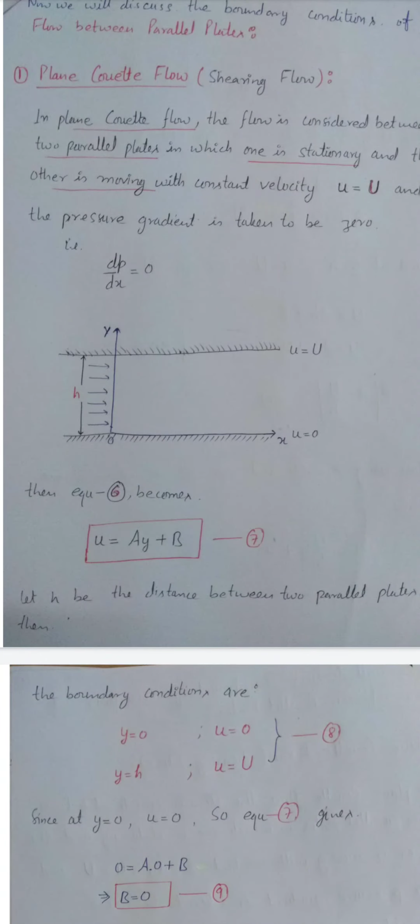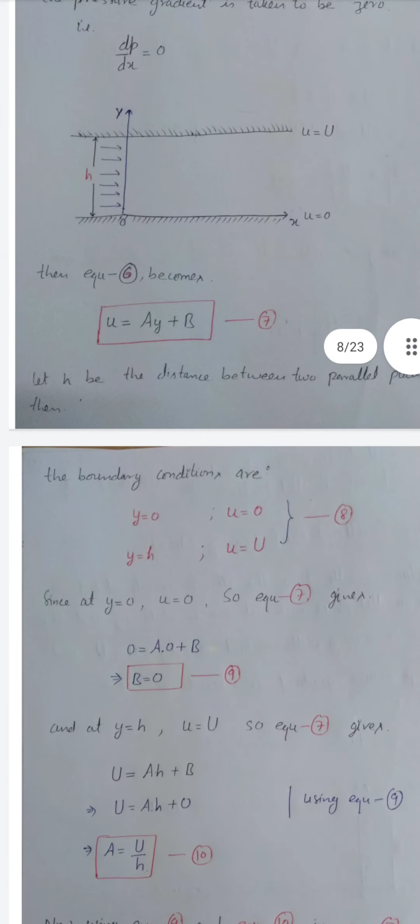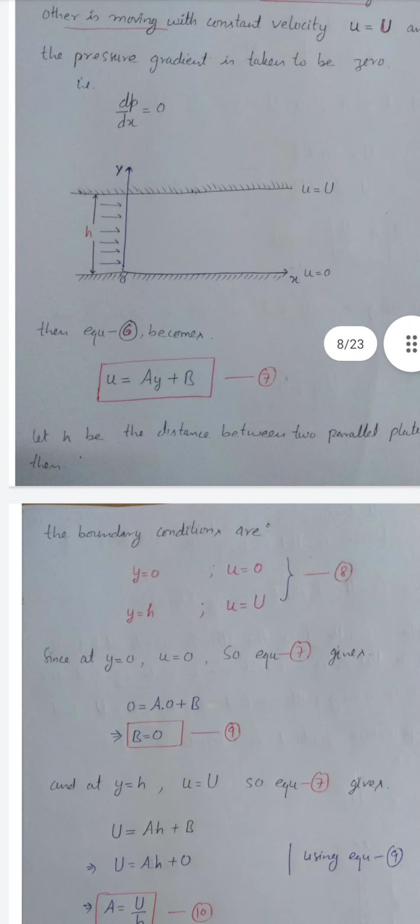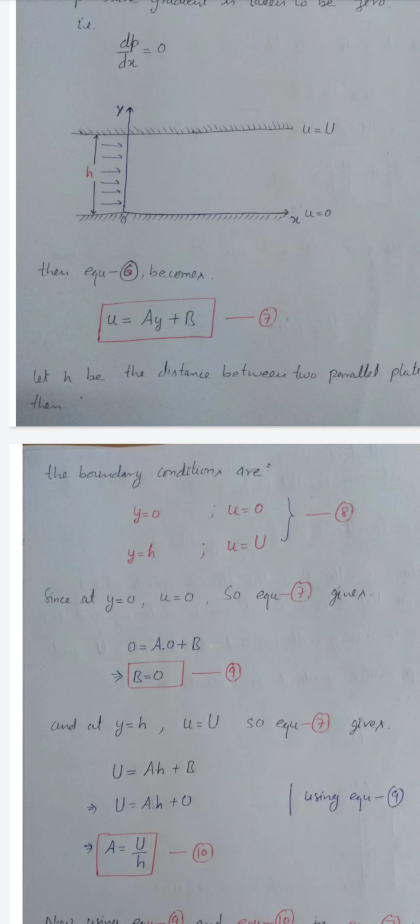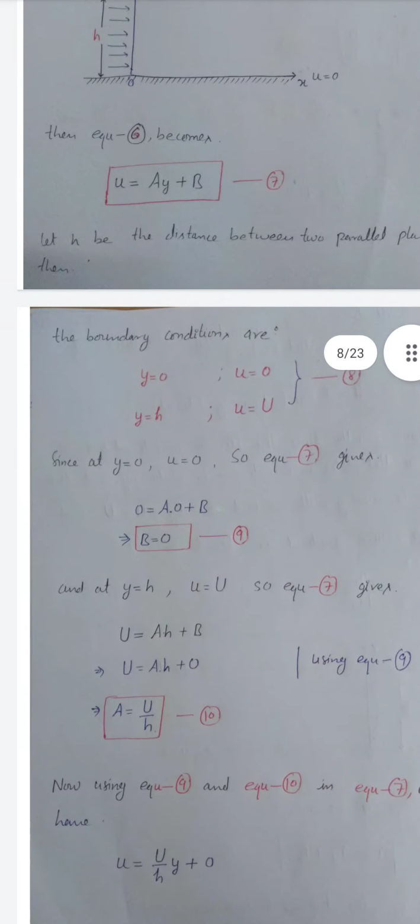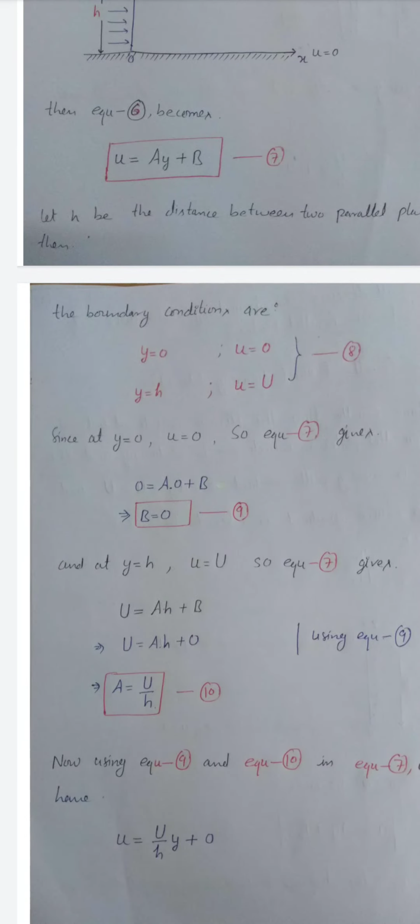And boundary conditions, now see, boundary conditions are: when y is 0, u is 0. When y is h, the distance between the two plates, the velocity of the upper plate is capital U. On putting these boundary conditions, y is 0, u 0, we get b is 0. On putting y is equal to h at u is equal to U, we get from here a is equal to U upon h.